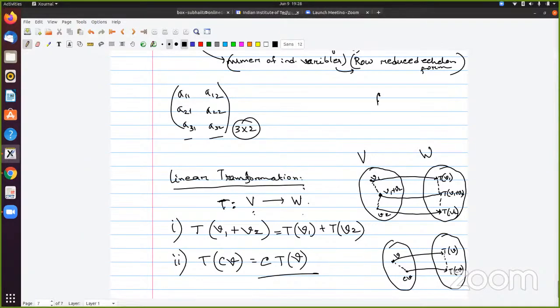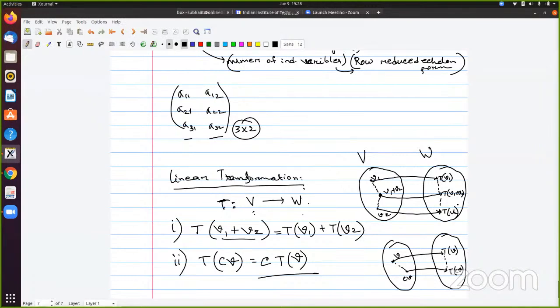I mean, f of x is not multiplying x with f, right? No, sir. It's a function. This V1 plus V2 is the input inside this function, getting some output. T is a function. That's what I started with. T is a mapping which respects these two operations.